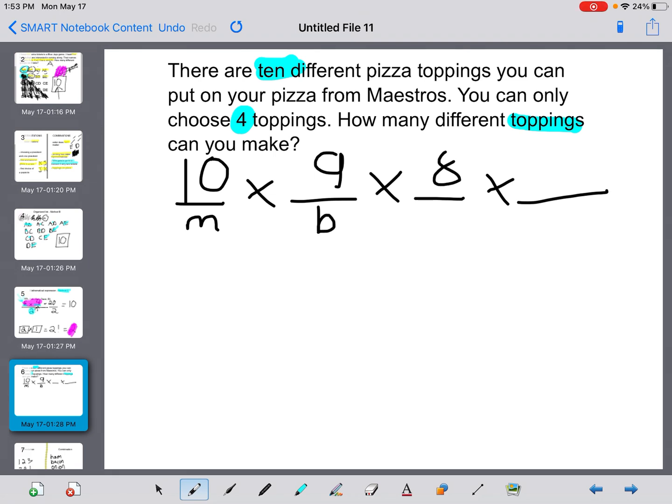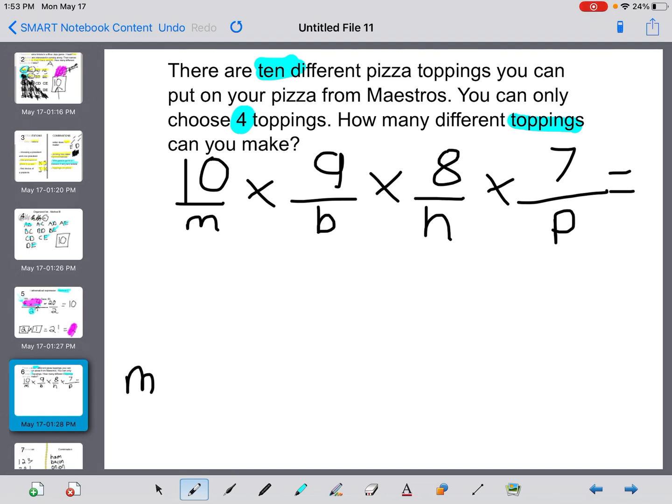Then my next topping, I have 8 choices left. Maybe I'll pick ham. And then my last topping, I only have 7 choices left. And maybe I pick pepperoni. So it's essentially a meat lover's pizza. Now, if I were to calculate it all out, I would end up with quite a large number, right? 10 times 9 times 8 times 7. That would give me all the different permutations if order mattered.